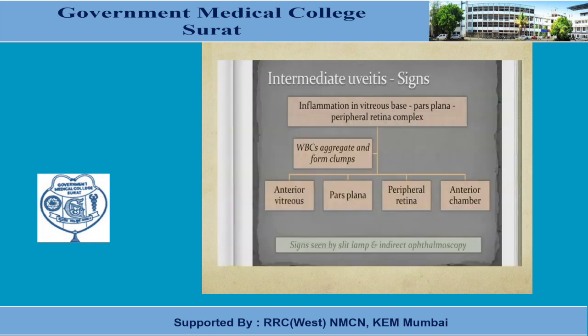Next. So, inflammation at the vitreous base, pars plana, peripheral retinal complex. What happens is aggregation of WBCs which form clumps at the pars plana. So vitreous base inflammation, because of this, can present even as anterior uveitis, posterior cyclitis or anterior ciliary inflammation, pars planitis. It can go even to the peripheral retina or it can be in the anterior chamber. Next.